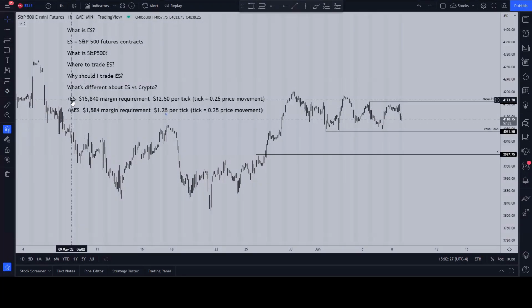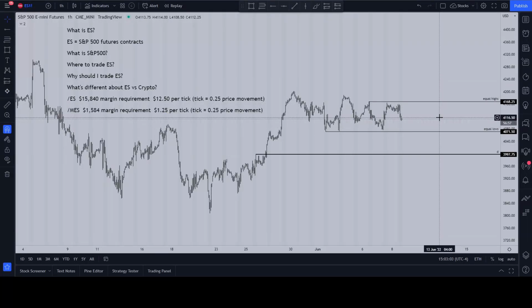You'll open the platform, you go to the futures, you'll type /ES, okay? So /ES is the E-mini S&P 500 futures contract, and it's the larger of the two contracts, okay? There's ES and there's MES. If you're trading ES, you're going to need at least $15,840 in your account. And not only that, but the price swings are $12.50 per tick, okay? ES moves every 0.25 is a tick, okay?